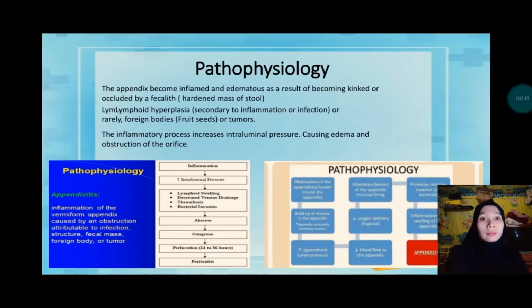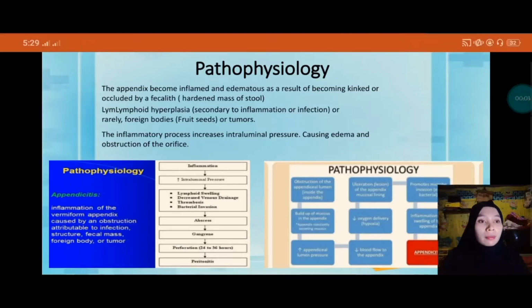Lymphoid hyperplasia, secondary to the inflammation or infection, or rarely foreign bodies, fruit seeds, or tumors, can also cause it. The inflammatory process increases intraluminal pressure, causing edema and obstruction of the orifice. Once obstructed, the appendix becomes ischemic, bacterial overgrowth occurs, and eventually gangrene and perforation occur.